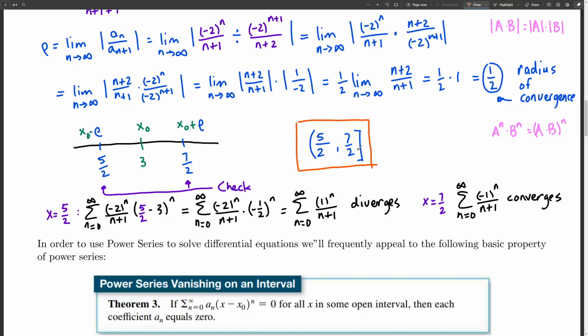Now, you will not see any questions like this on the exam. This is just to refresh your memory from something that you have hopefully seen in Calculus 2, and to get a little bit more of a feeling of those power series.